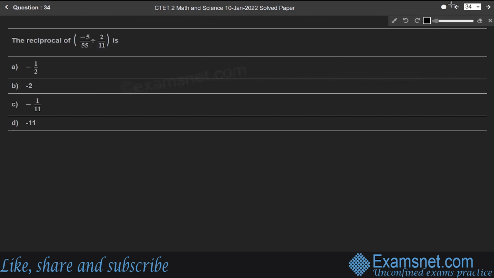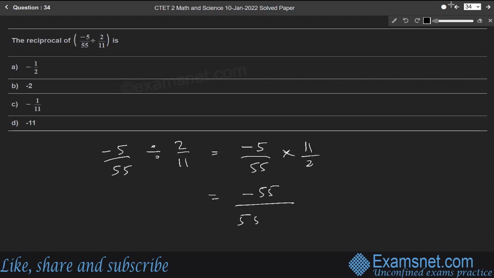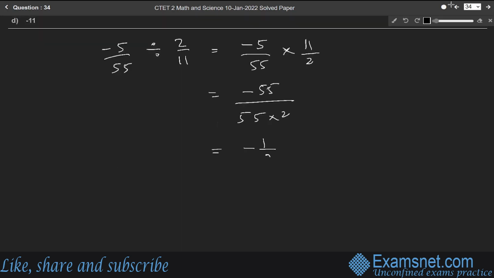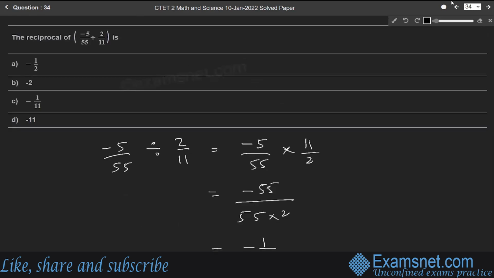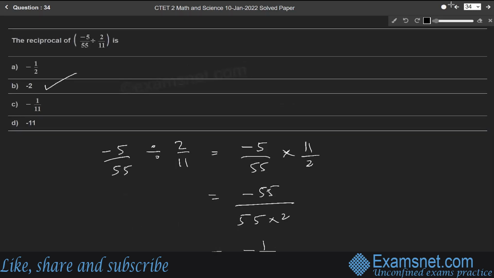Next question, 34. The reciprocal of minus 5 by 55 divided by 2 by 11 is. So, minus 5 by 55 divided by 2 by 11 is equal to minus 5 by 55 into 11 by 2. Therefore, it is minus 55 by 55 into 2. So, 55 will get cancelled, which is equal to minus 1 by 2. And its reciprocal is minus 2. Therefore, option B is the correct answer.